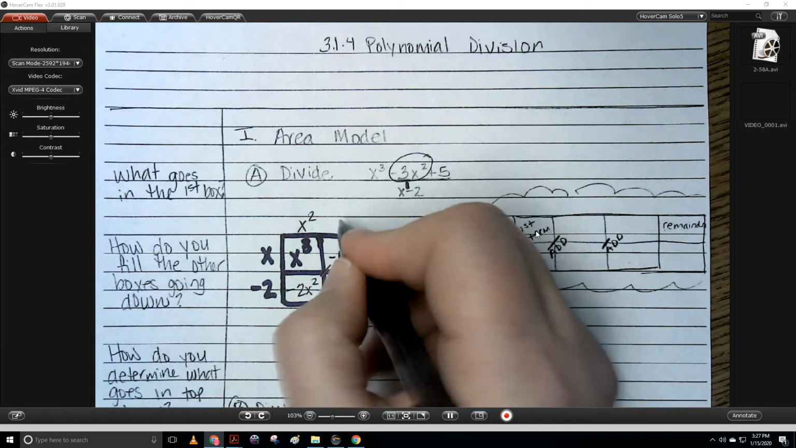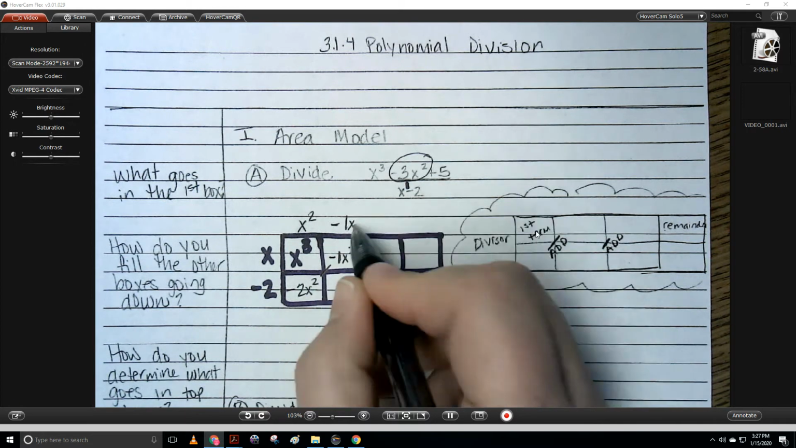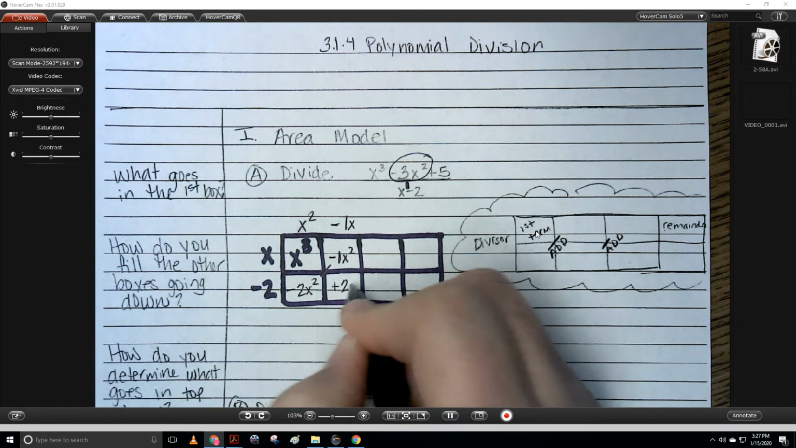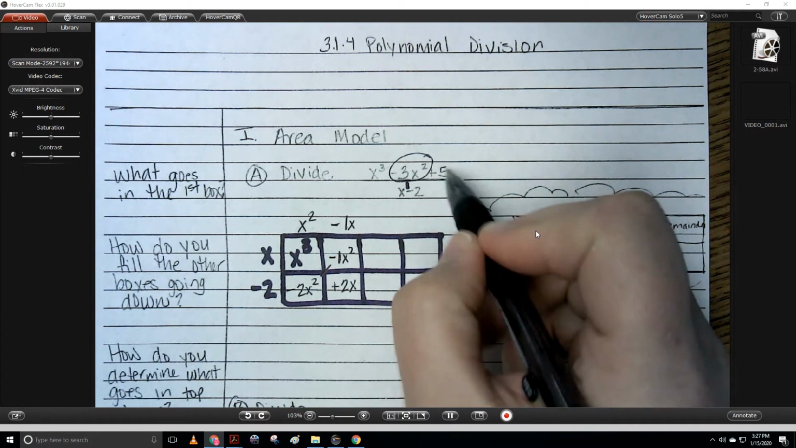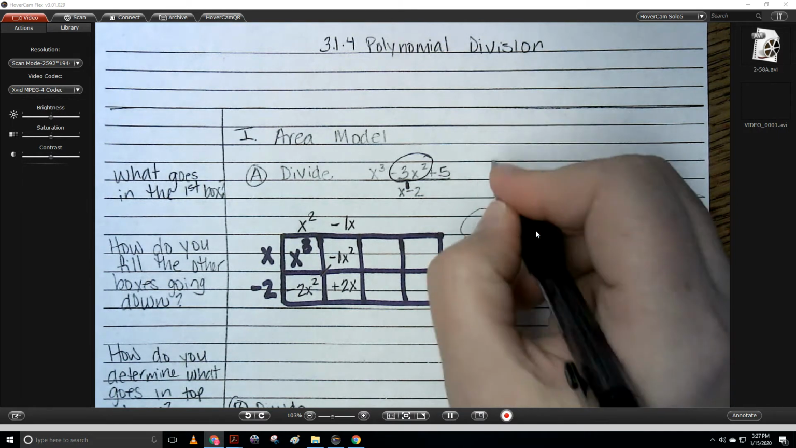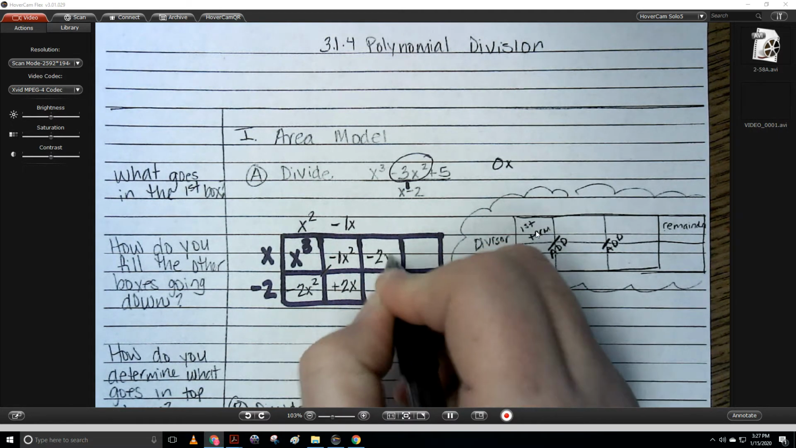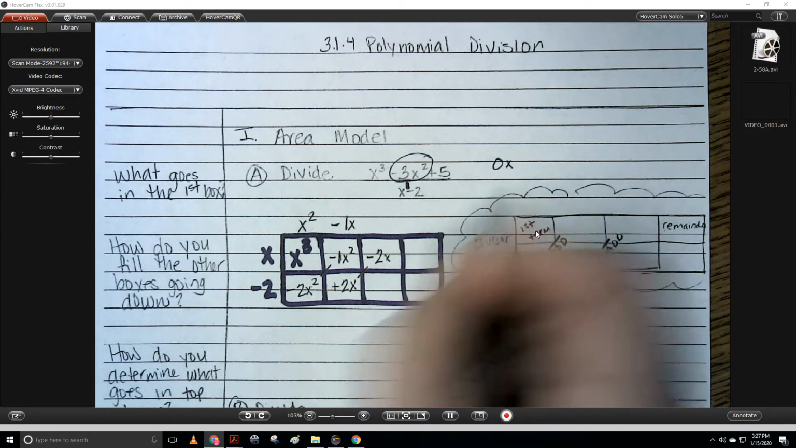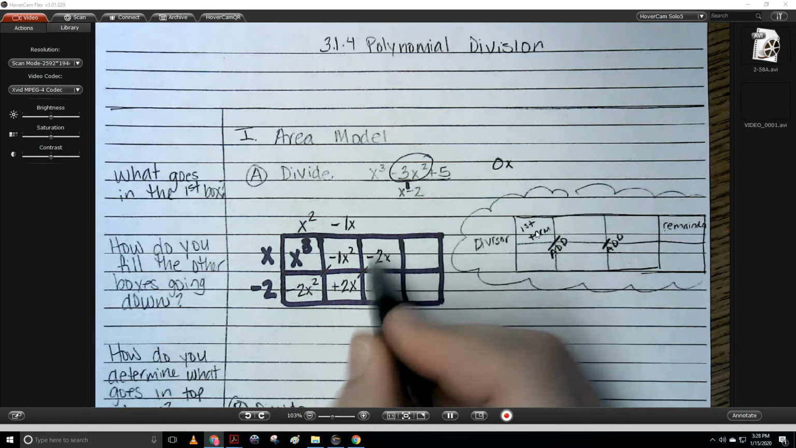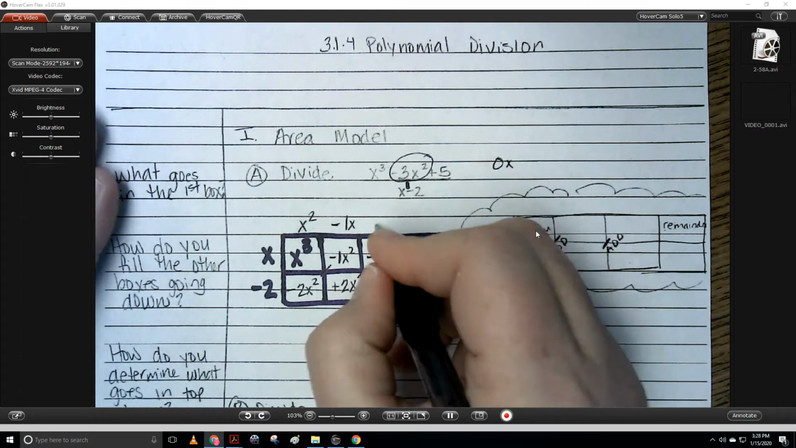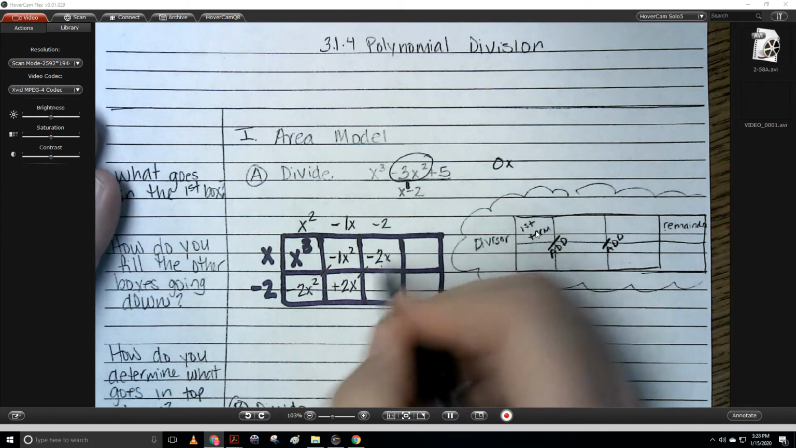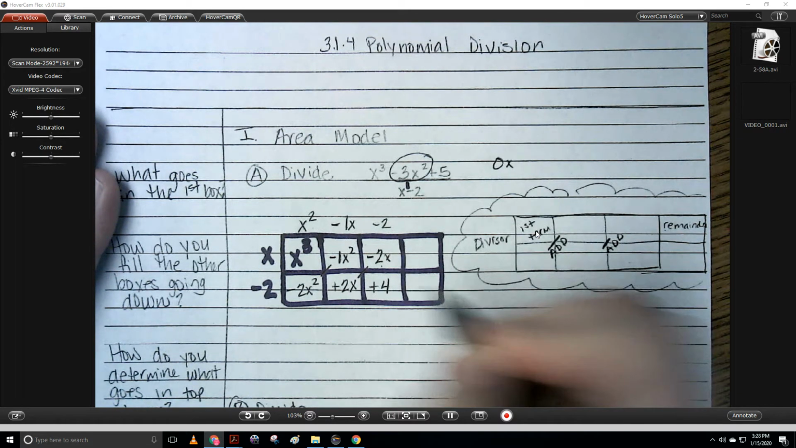I divide again, I get -1x. I multiply, I get positive 2x. Notice that there's no 2x. Think about it as a 0x. So that means this needs to be a -2x so that when I add them, I get 0x. Now divide this by x, I get -2. And then in this box, I'm going to get a positive 4.